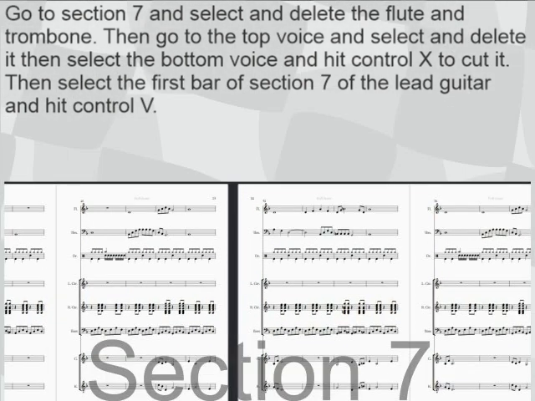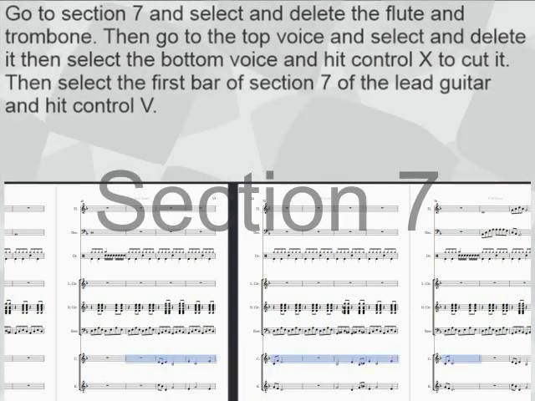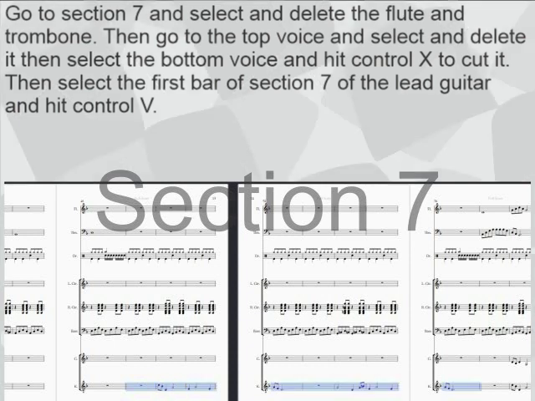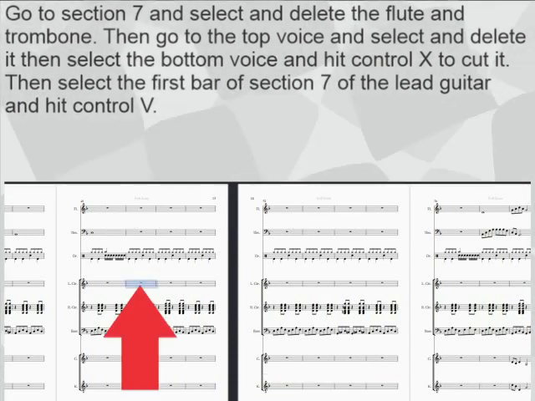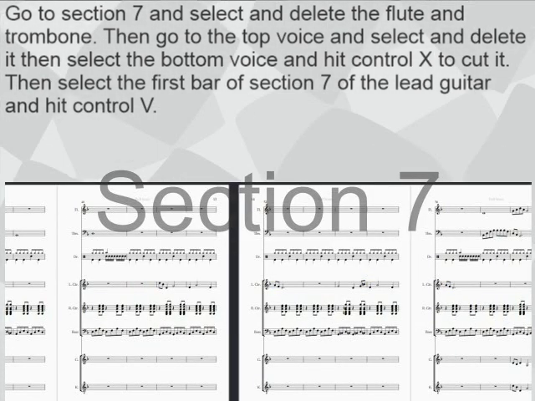Then go to section 7 and select and delete the flute and trombone, then go to the top voice and select and delete it, then select the bottom voice and hit Ctrl X to cut it, then select the first bar of section 7 of the lead guitar and hit Ctrl V. It should look like this.